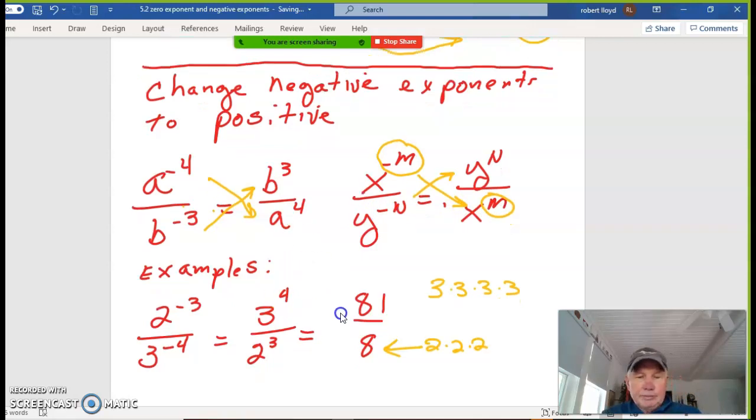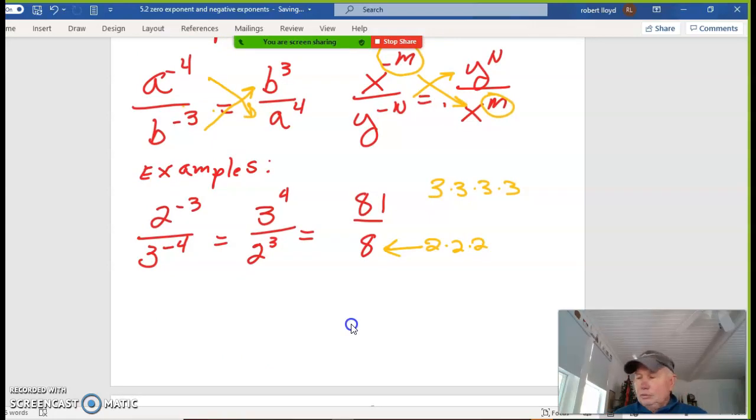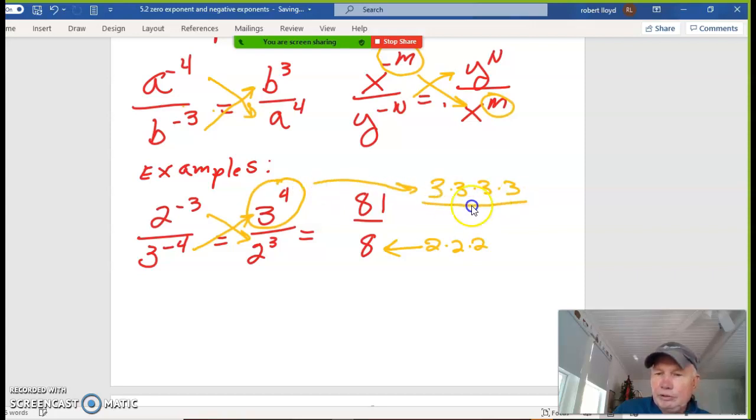So if we work with numbers again, same rule applies. 2 to the negative third has to change position. 4 to the negative 4 has to change position. And I know on Alex, and it was the same on WebAssign, you need to finish this off. So 3 to the 4th means there's 4 3's multiplied together, which in this case would be 81. 2 to the 3rd means there's 3 2's multiplied together, or 8.